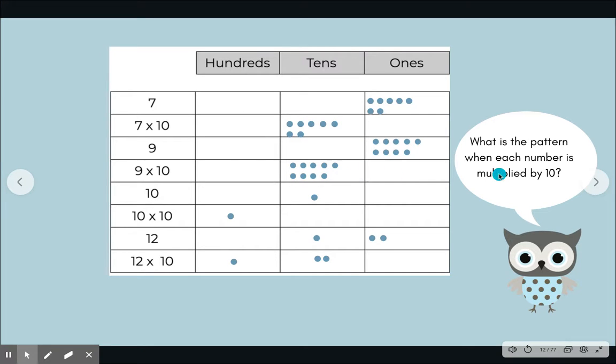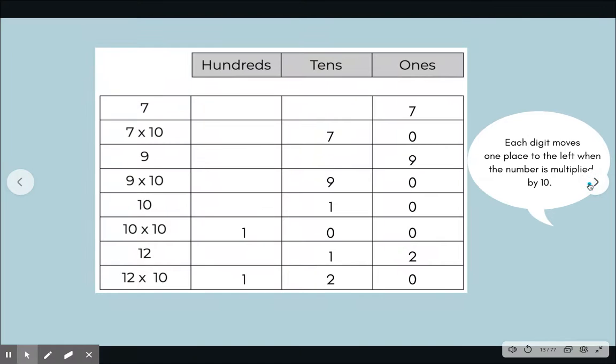Here's another way to look at it, with digits. You'll notice the same thing. So here you have the 7 ones, and they're moving into the tens place. So each digit moves one place to the left when it's multiplied by 10.